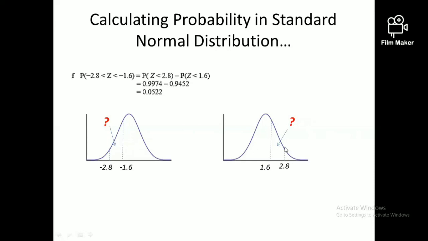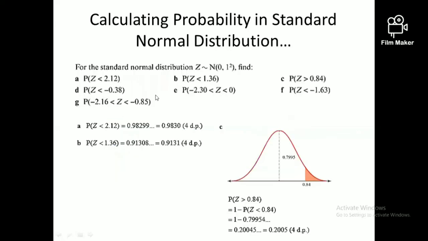If you get the probability less than 2.8, that is this area. Out of that, if you remove the area less than 1.6, you can obviously get the area in between. Less than 2.8 is 0.9974 and less than 1.6 is 0.9452. With that, you can obtain the intermediate area 0.0522, right?